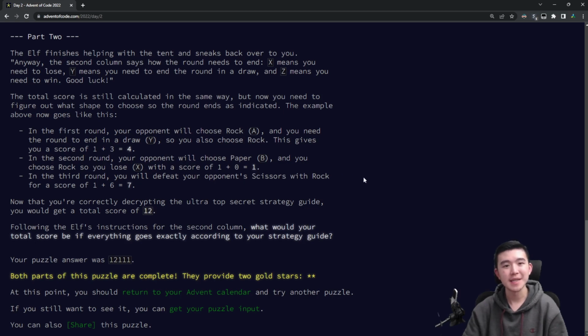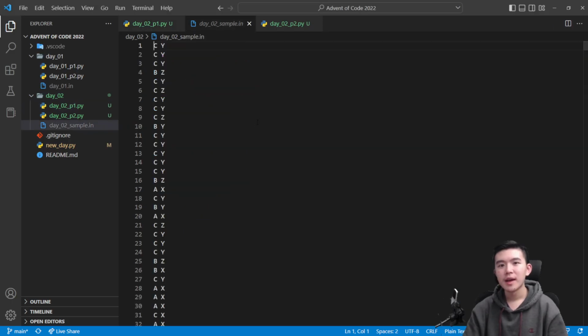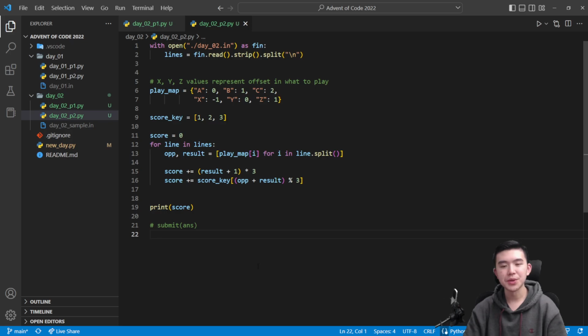In part 2, the elf comes back, and they tell us the second column says how the round needs to end. X means you need to lose, Y means you need to end the round in a draw, and Z means you need to win. So it's actually not what we thought, because the elf left us early. Our assumptions were wrong. It turns out that the second column means the outcome of the round. So here is my code for part 2.